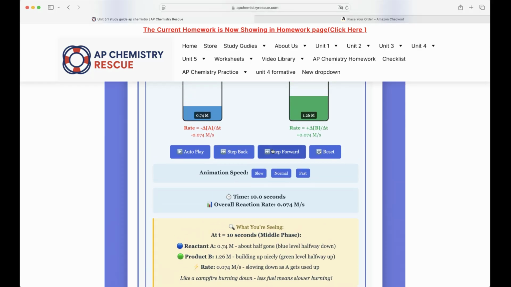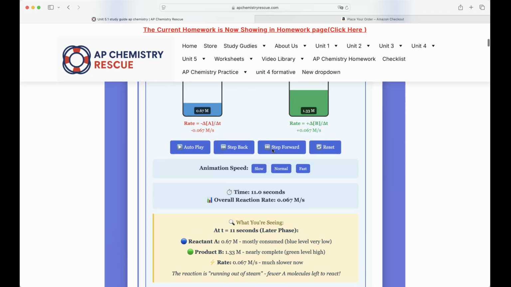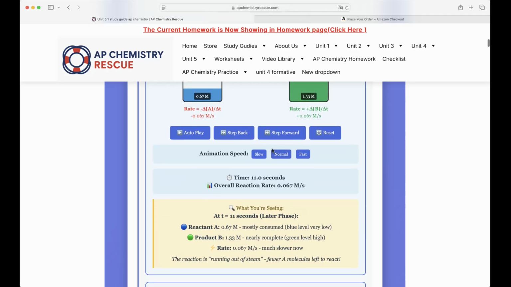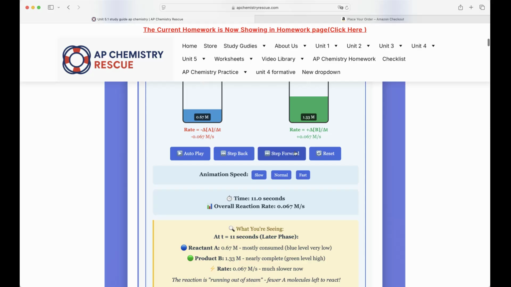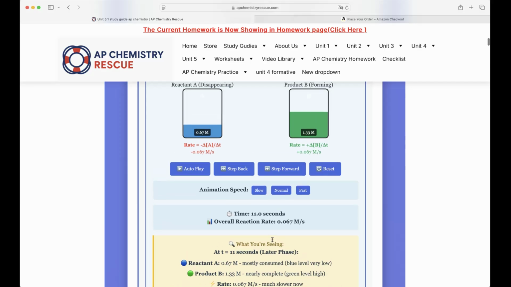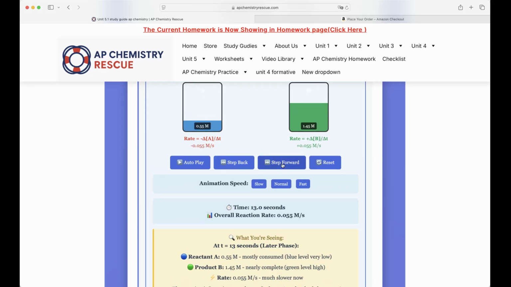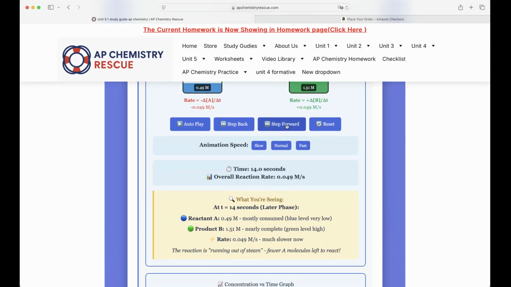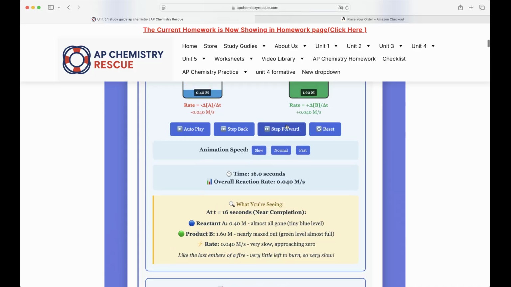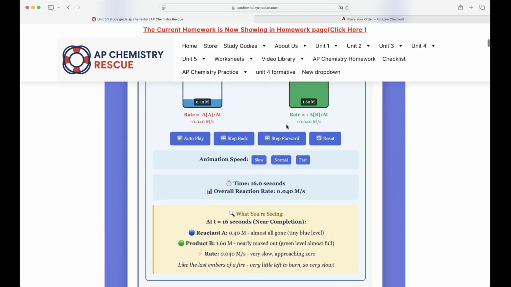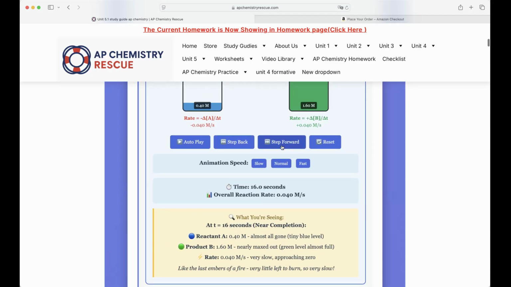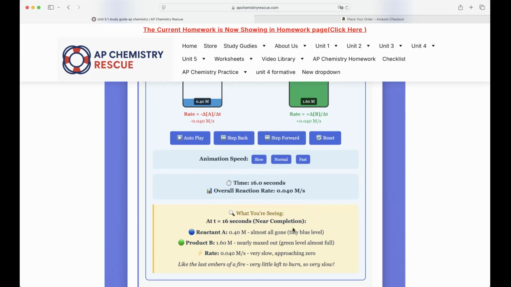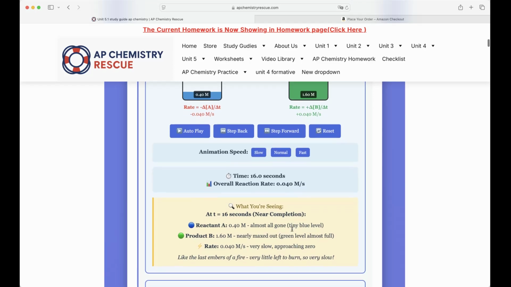Until almost all the reactant is consumed, the reaction here is out of steam, with fewer A molecules left to react. A is mostly consumed, with a very low blue level, and B is almost full. This is like the last embers of a fire. Very little left to burn in A, and B is almost full. Almost all of A is gone, a tiny blue level, and the green level of B is almost full.